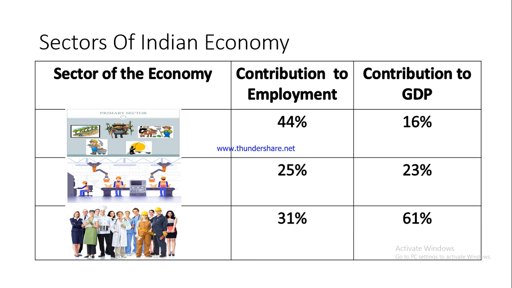On the other hand, if you look at the contribution to GDP, you find that the service sector has the largest contribution to GDP, almost 61%, even more than 50%. It has a majority contribution to GDP. 61% is a big figure, while the primary sector only contributes 16% to the overall GDP of the country. The manufacturing sector is contributing almost 23%.